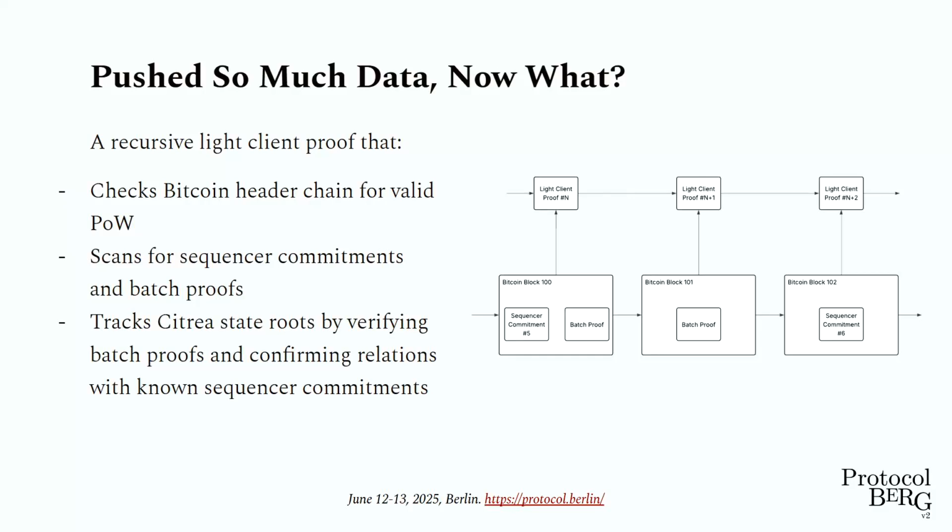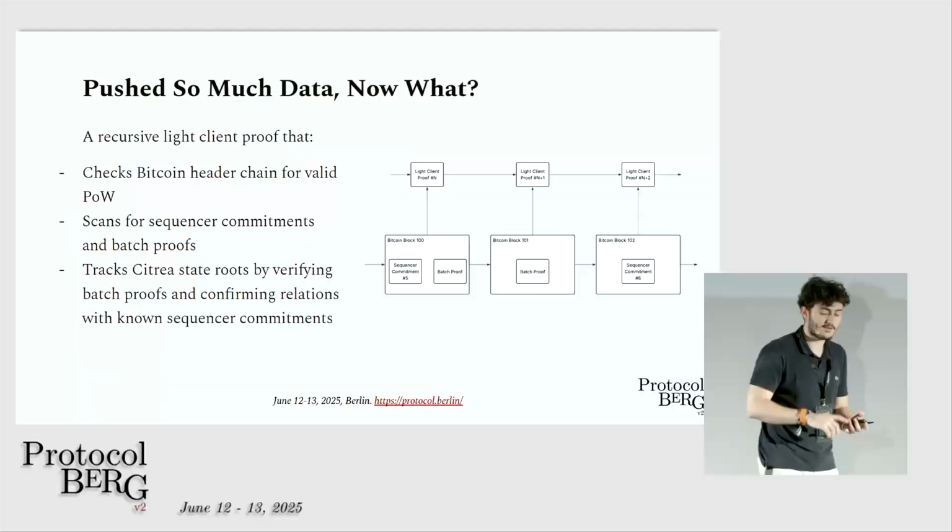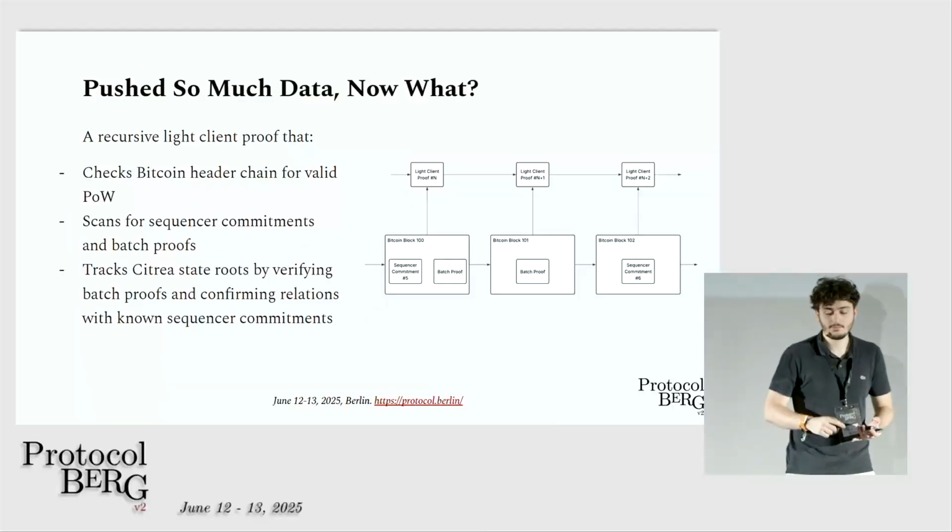So right now you have a sovereign rollup, by the way, as some people define. What we're going to do now is create some light client logic that is bound to the Bitcoin L1, which means it scans for Bitcoin block headers, checks for proof of work validity, and then extracts the transactions inside your Bitcoin blocks, and it will check only for the namespace in the Bitcoin block and scan for sequencer commitments and batch proofs.